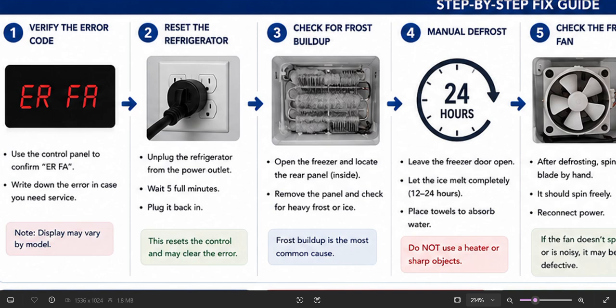Open the freezer and locate the rear panel. Remove the panel and check for heavy frost or ice. Manual defrost. Leave the freezer door open. Let the ice melt completely, about 24 hours. Place towels to absorb water. Do not use a heater or sharp object.